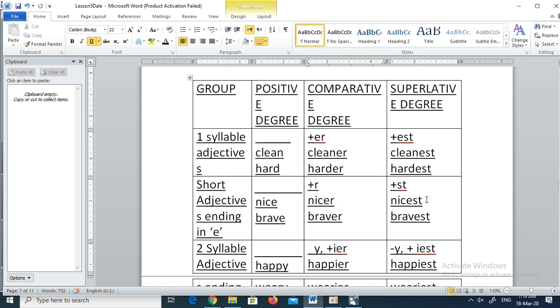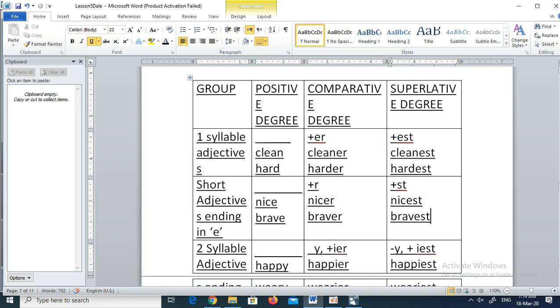If I want to make it superlative, all I do is add ST and it becomes nicest. If the adjective in the positive degree is brave, all I do is add R and it becomes braver in the comparative degree, or I can add ST and in the superlative degree it becomes bravest.